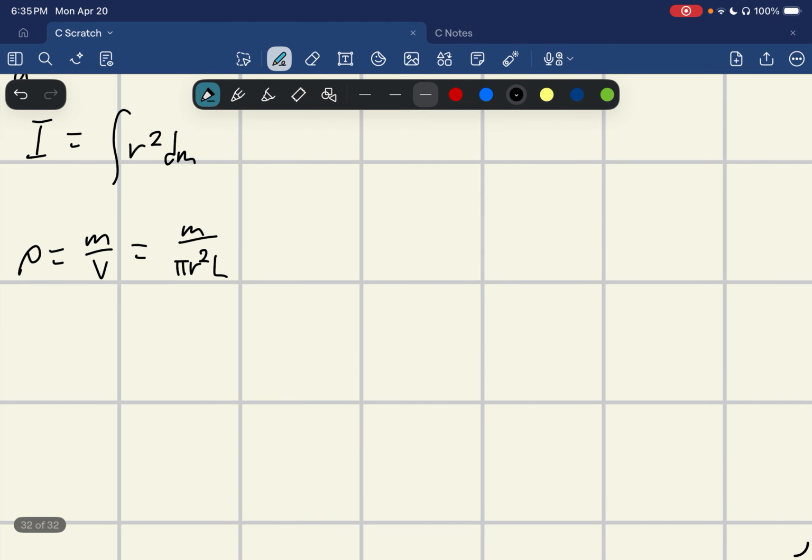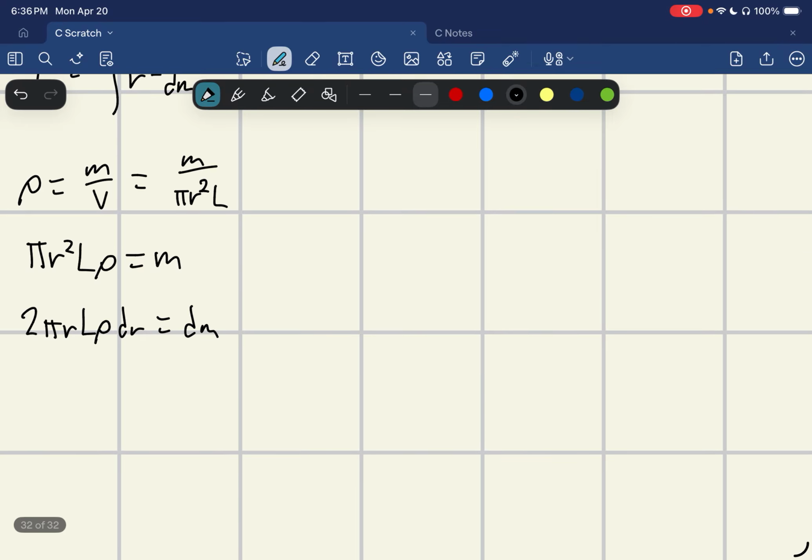And then here we would just rearrange it where we isolate for m. So we have pi r squared L times rho is equal to m. And then here we would take the derivative of both sides. So this would be 2 pi r L rho dr is equal to dm.